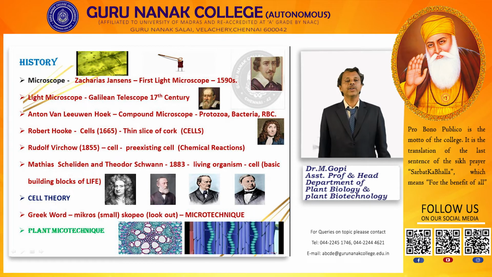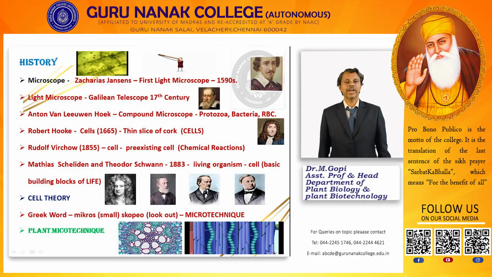And then Matthias Schleiden and Theodor Schwann, during 1883, explained the cell theory. All living organisms have cells. The cell is the basic unit of all living organisms.